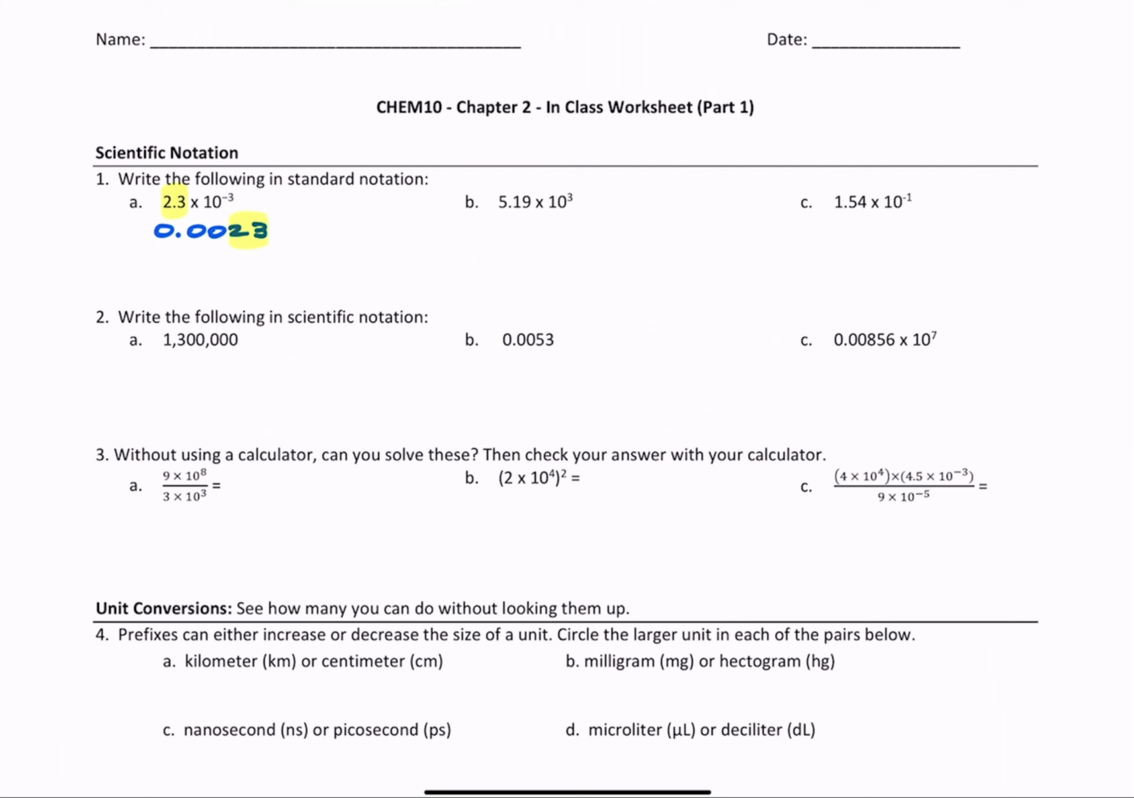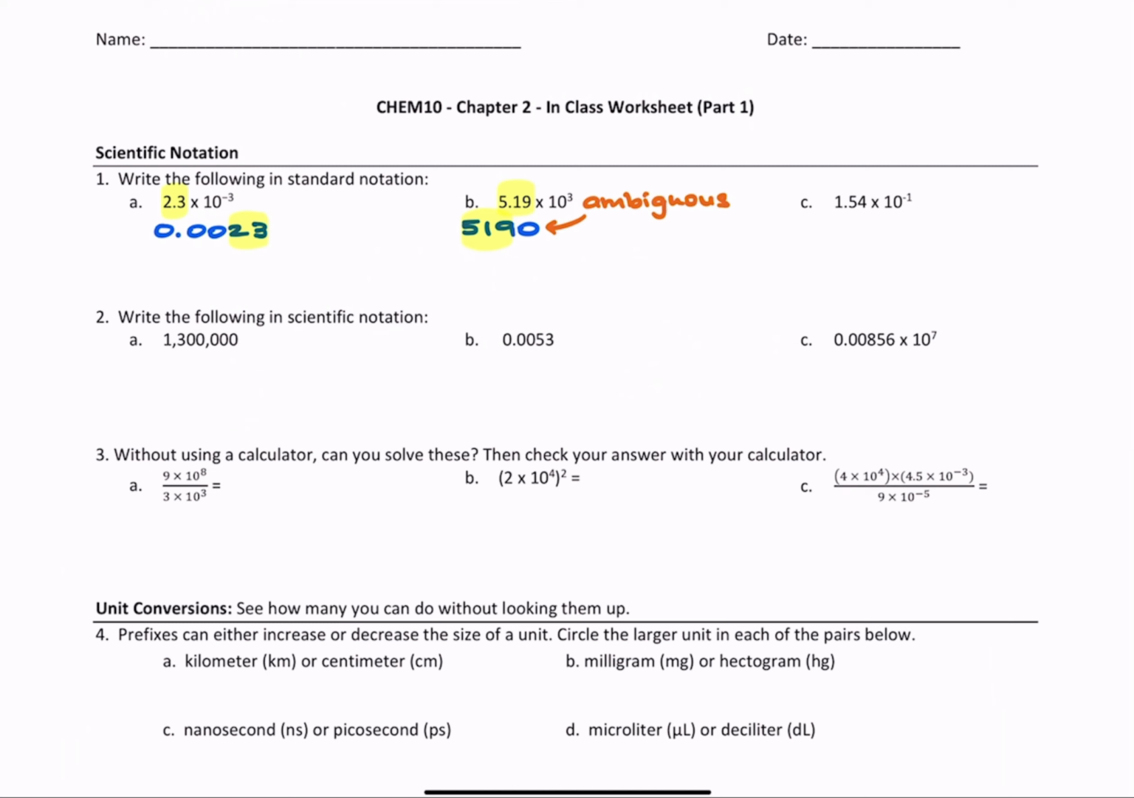5.19 times 10 to the third. So when I convert this to standard notation, I'm going to move 3 times the decimal point to the right, and I get 5190. Now, what you can ask yourself is, do I have the correct number of sig figs? And I see 3 sig figs here, 3 sig figs here. The 0 that you have right here is called ambiguous and does not count as a sig fig.